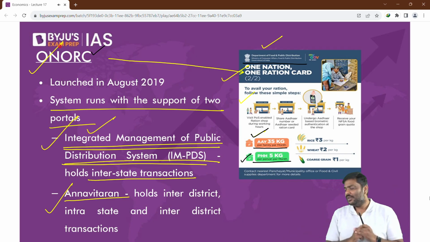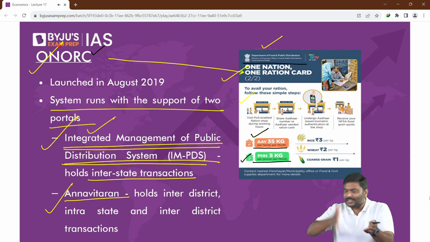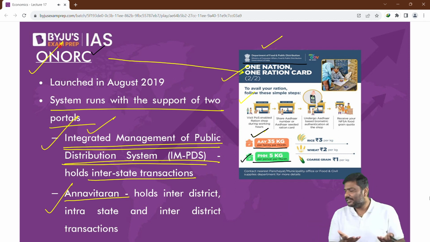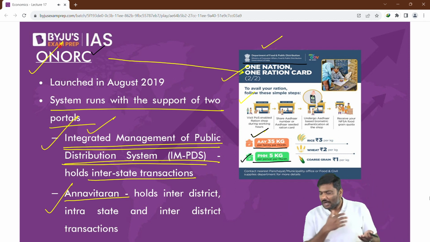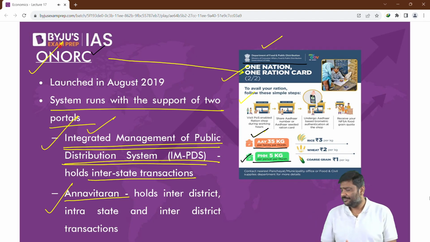I don't know what you're listening to. I don't know what you're looking at. Then tell me, what is the use of IMPDS for you? I was discussing the same thing. IMPDS will give you data regarding how much is interstate demand. So can you not plan according to that?